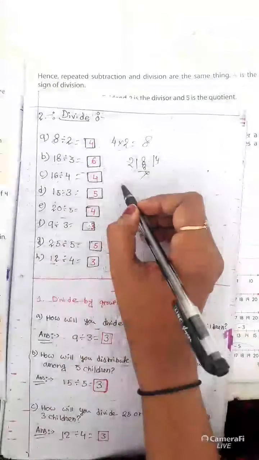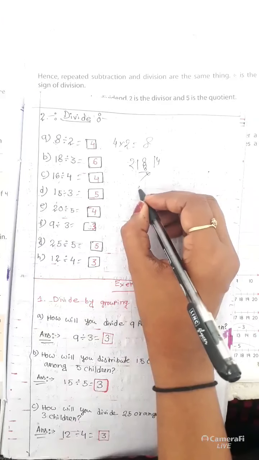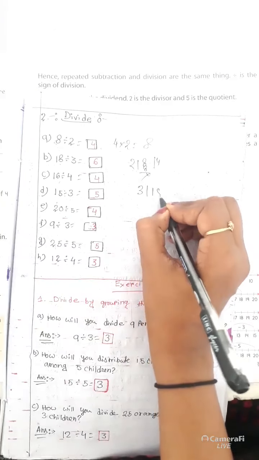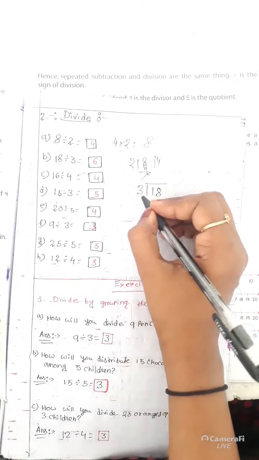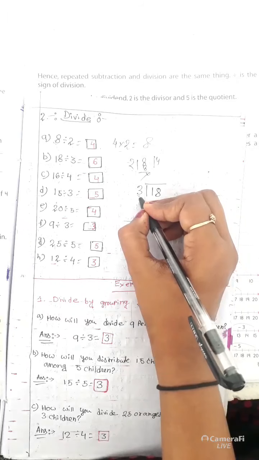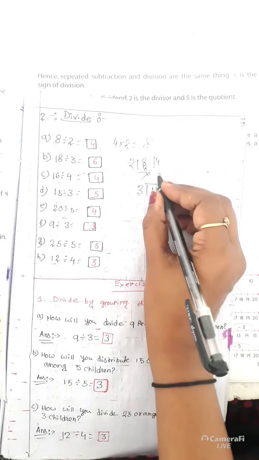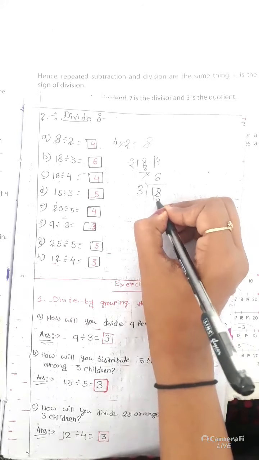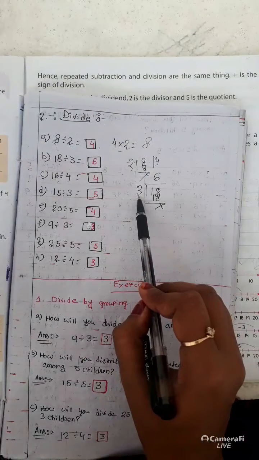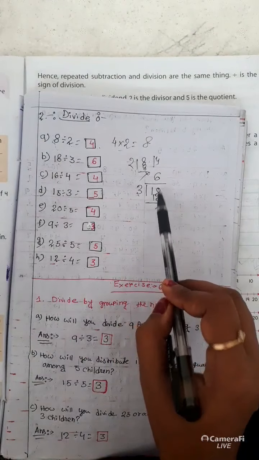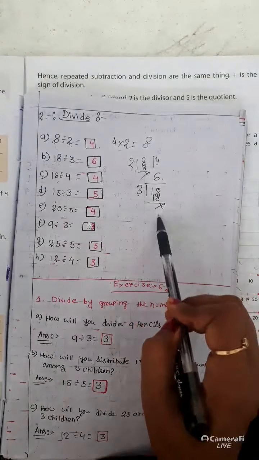Right? Now we will just see how I am doing it. Yes. 3 1s are 3. 3 2s are 6. 3 3s are 9. 3 4s are 12. 3 5s are 15. 3 6s are 18. Here 3 is what? Divisor. 18 is dividend and 6 is quotient and remainder is 0.